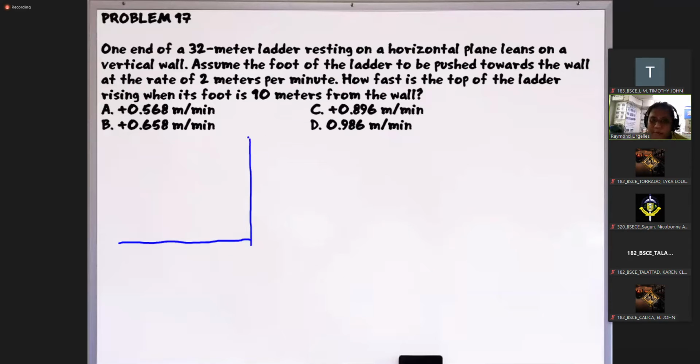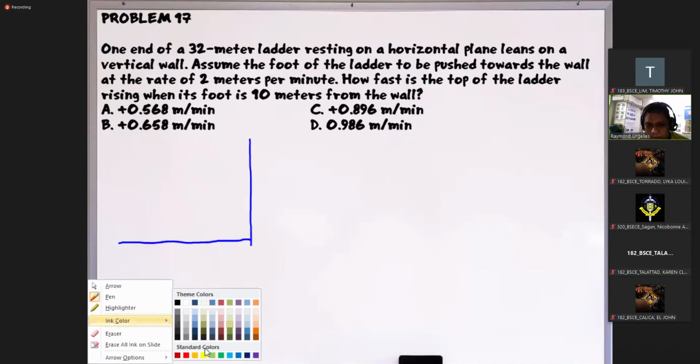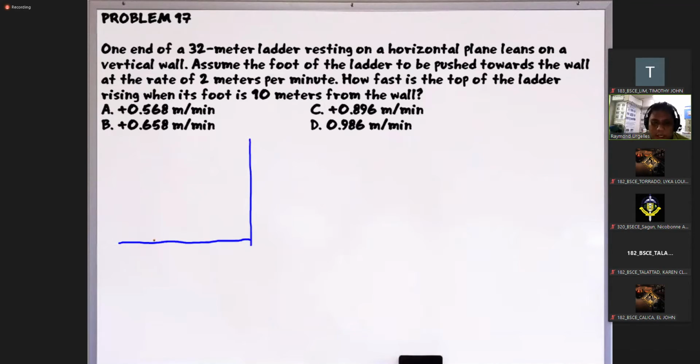So on the horizontal plane, we have a vertical wall. Then you have a 32-meter ladder. Let's say this is our ladder. Okay, so we have this ladder. So again, this is a 32-meter ladder. So this length here is 32 meters.